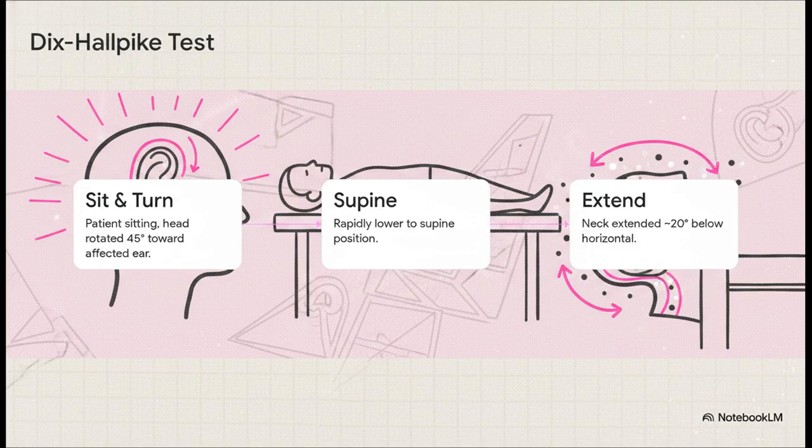Step 1, your patient starts sitting, and you turn their head exactly 45 degrees toward the side you're testing. Step 2, rapidly lower them to a supine position. Now step 3, and actually this is where a lot of us fall short, the neck must be extended roughly 20 degrees below the horizontal plane. That 20-degree drop is the secret sauce. It aligns the posterior canal perfectly with gravity, forcing any debris to slide down to the lowest point. And of course, you repeat this on the opposite side to compare.